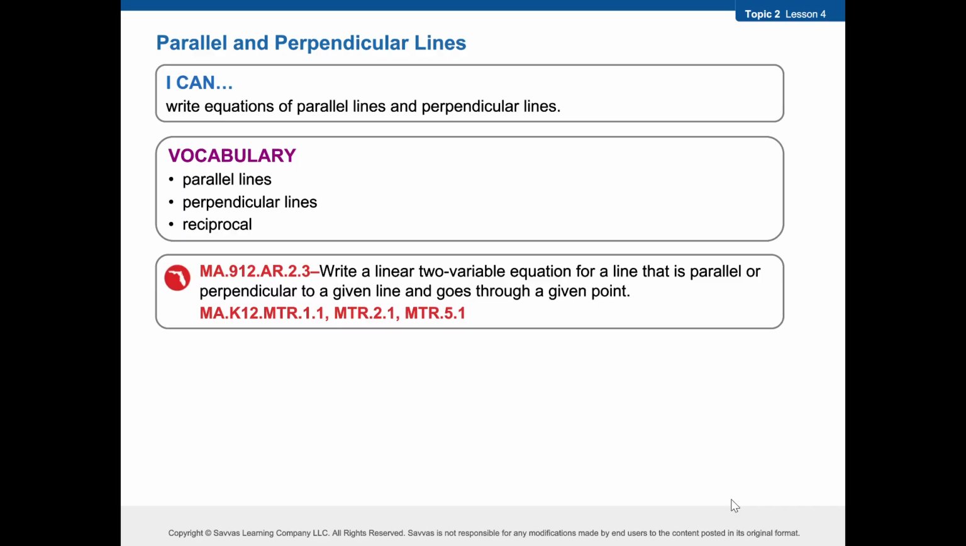2-4, parallel and perpendicular lines. Parallel lines are lines that run alongside each other so they will never touch. Perpendicular lines are two lines that intersect and form a 90-degree angle.